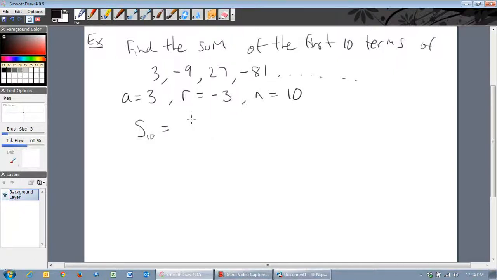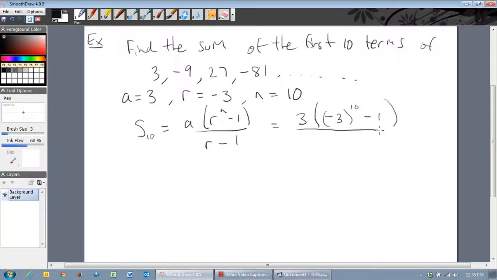So S10, our sum of the first 10 terms, is going to be equal to a. I'll write down the formula again. a, in brackets r to the power n minus 1, over r minus 1. Where a is 3, so we're going to have negative 3 to the power of n, which is 10, minus 1. Get your negatives right, don't mess it up. r minus 1, negative 3 minus 1. Pump that into your calculator. In fact, I should do it in the calculator.